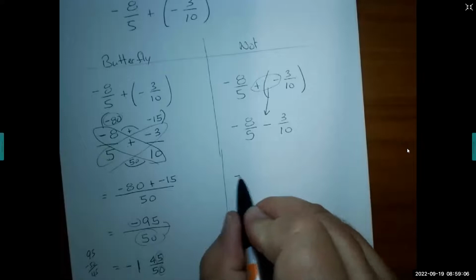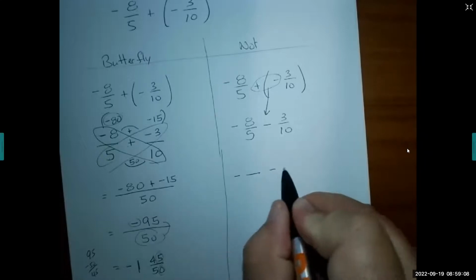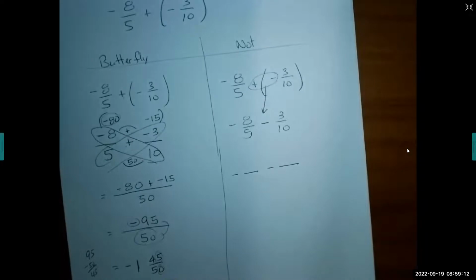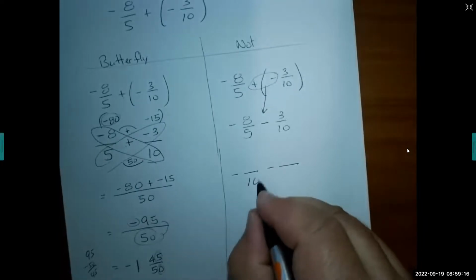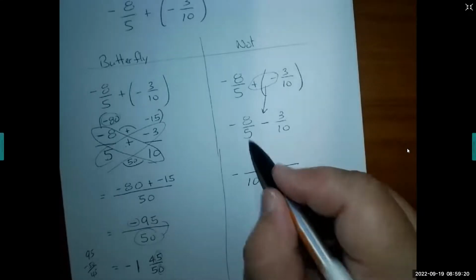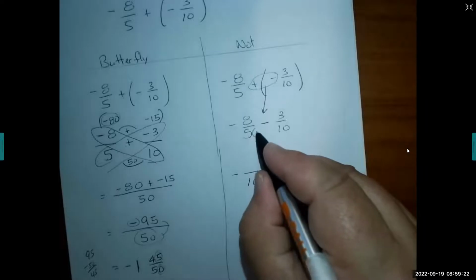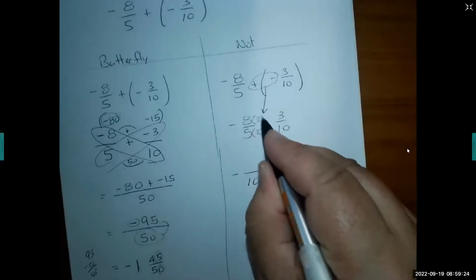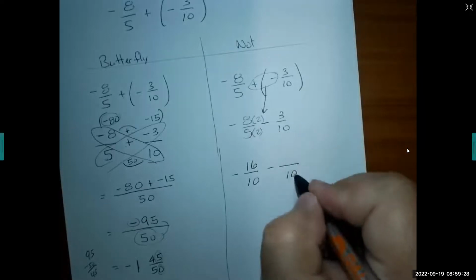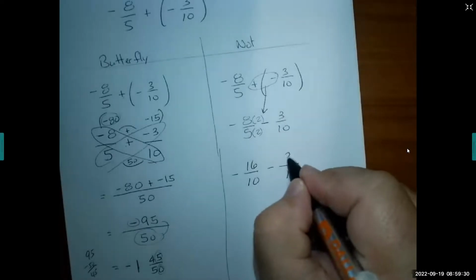Now you have to get common denominators. What's the smallest number 5 and 10 both fit into? 10. Very good. 5 times what is 10? So we're going to the top. 8 times 2 is 16. 10's already there, so leave the top number alone.